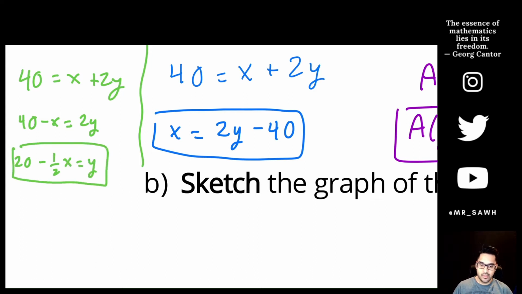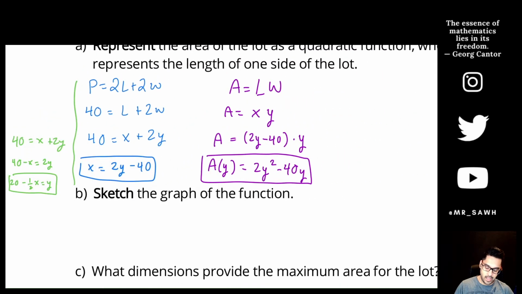I can still do the same thing and replace it in my area equation, which is still area equals xy. So that means area is going to equal, this time x stays, and we're going to replace y with 20 minus 1/2 x. The same sort of deal, but replacing the other letter. And now this leaves me in a place where area is a function of x, which will equal negative 1/2 x squared plus 20x.